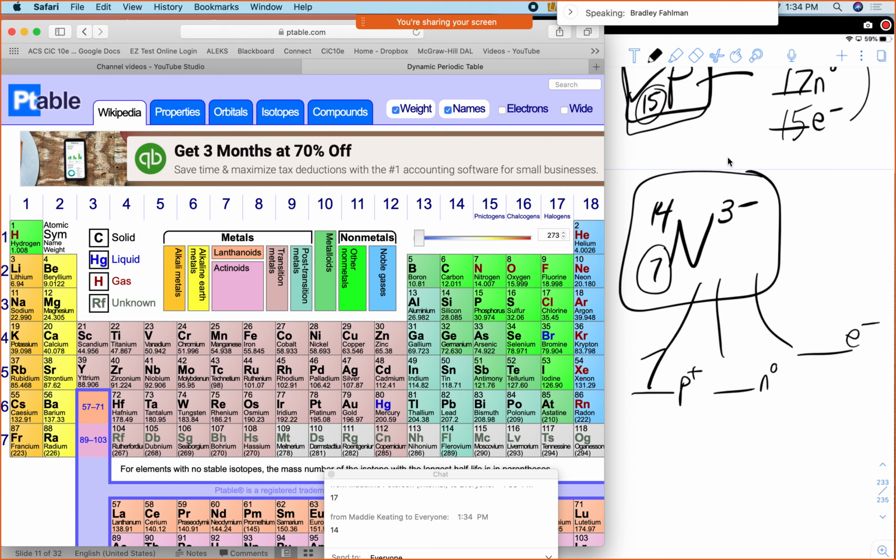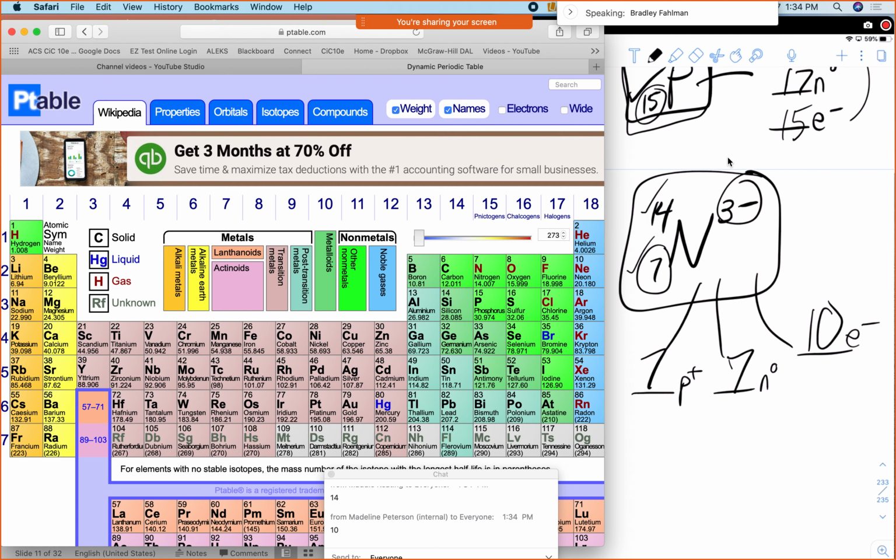How many electrons in this case? Yes, there are 3 more, right? Because that's a -3 charge overall. And then neutrons is the same as what we did before. So that number minus that one, so it's 7.